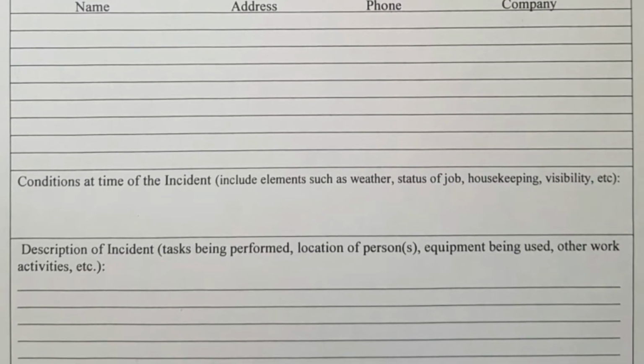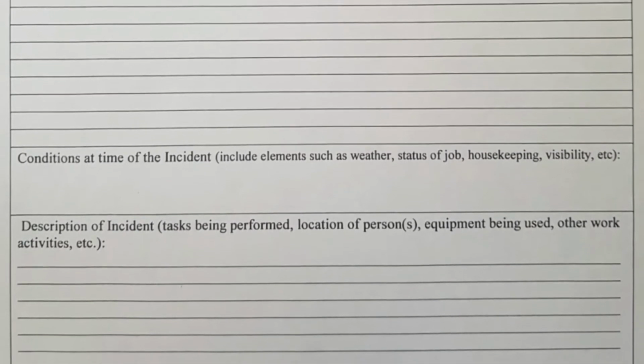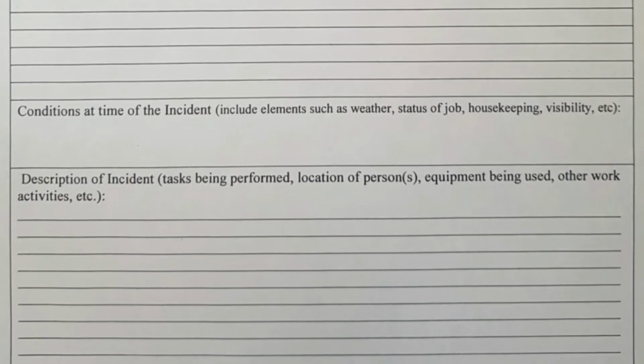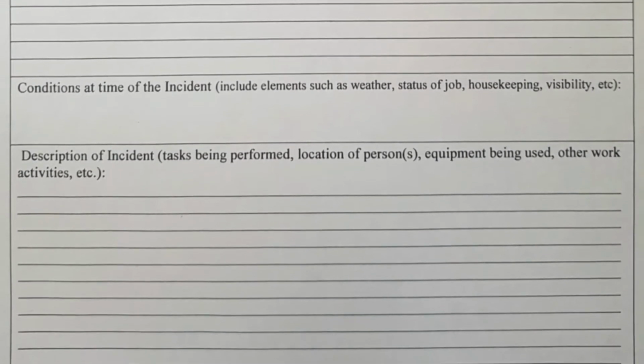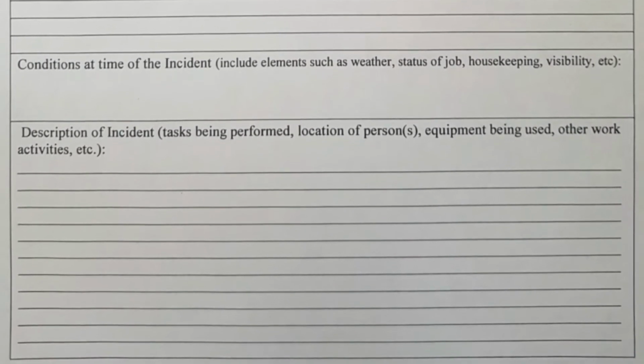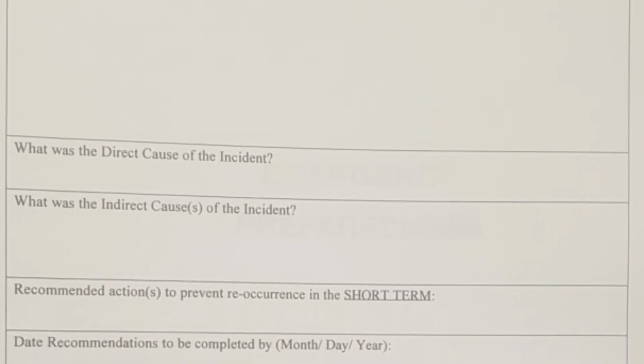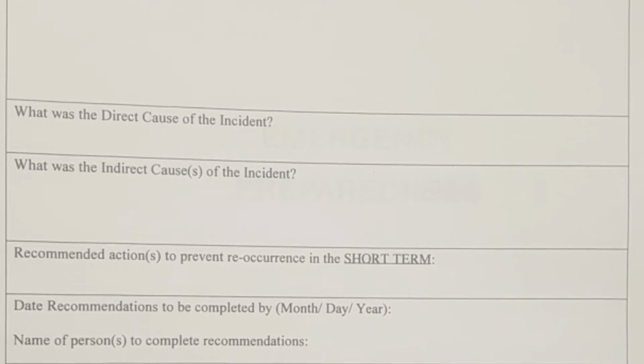Then there's a section for your work environment conditions at the time of the incident. Could that have been a factor? What's the description of the incident? Write that down so we can get that chain of events of what happened. Okay, second page, any diagrams, we can attach any diagrams or pictures within the file.